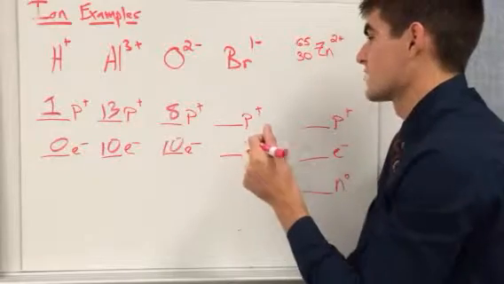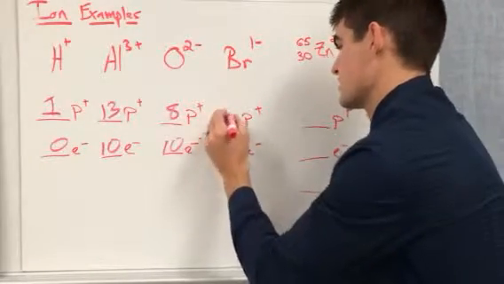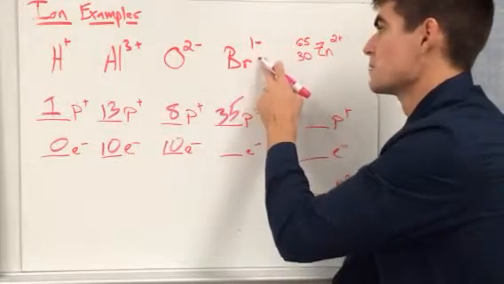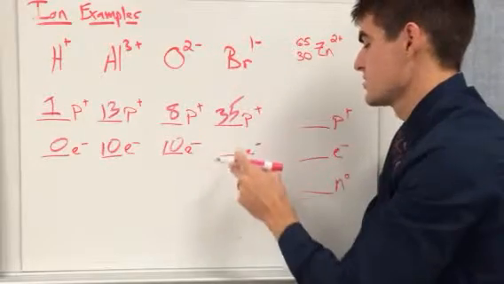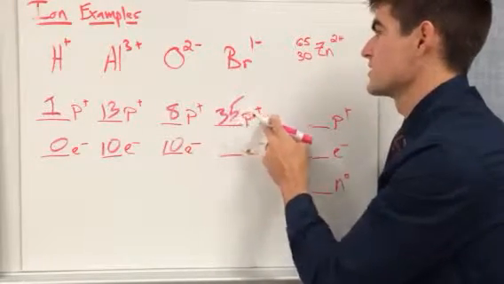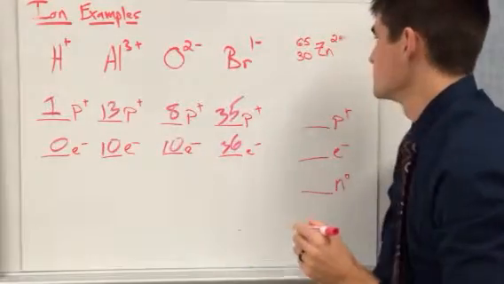Bromine. Periodic table. I forgot my periodic table. I think it's 35. Double check me there. Bromine, -1 charge. Well, I need 1 more electron then than I do positive charge if I want to be a negative, so 36.